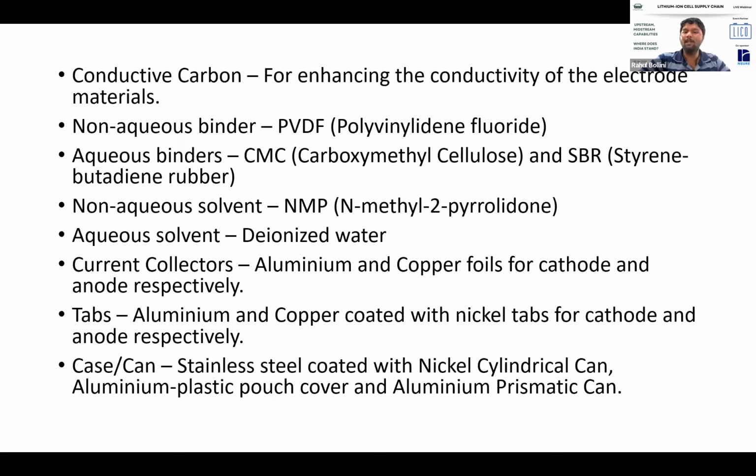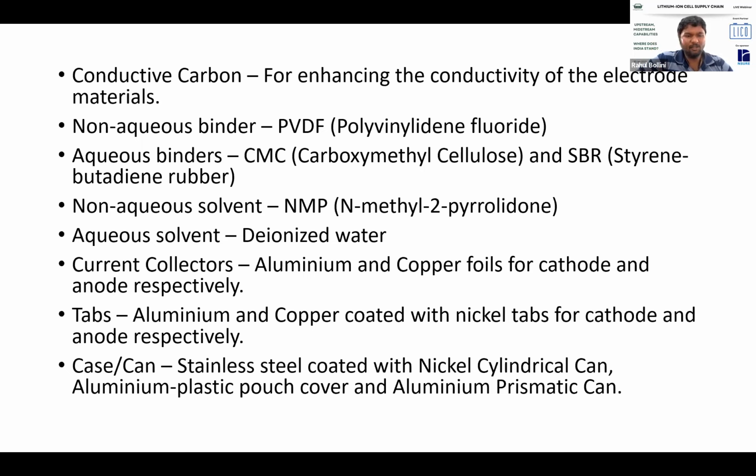Current collectors, there's aluminum and copper. So aluminum is pretty much easy, copper not so easy, because copper tends to be very, very thin. I have seen personally all the way to 4 microns in high energy density cells, and making 4 microns with electro deposition can be really, really challenging. But yes, it can be done, but the capex is going to be huge. Tabs are fairly easy to be made. Aluminum and copper coated with nickel, not a big deal, can be done.